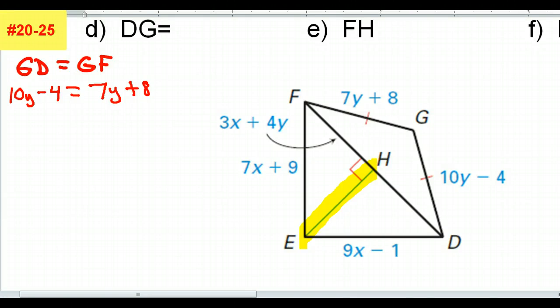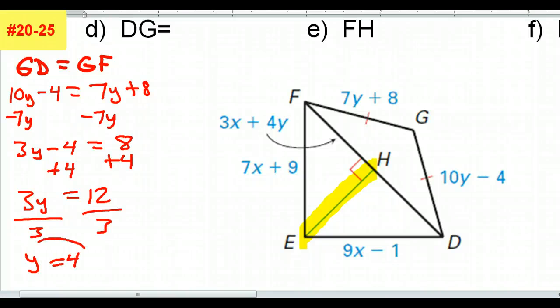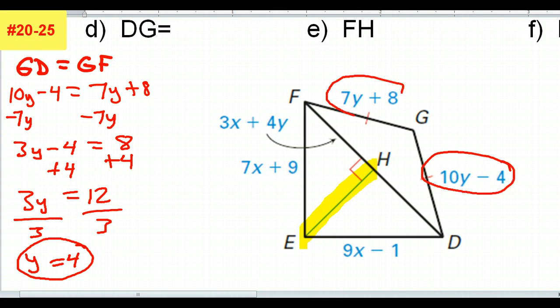Everybody in this room knows how to solve this equation, am I right? All right, solve it super fast. I'm going to give you a 5-second head start. All right, so you did minus 7y on both sides, yes? So you got 3y minus 4 is equal to 8. Then you added 4 to both sides like this. You got 3y is equal to 12. You divided by 3, and you got y equals 4. So we got that by setting this piece equal to this piece. Okay, so far so good.